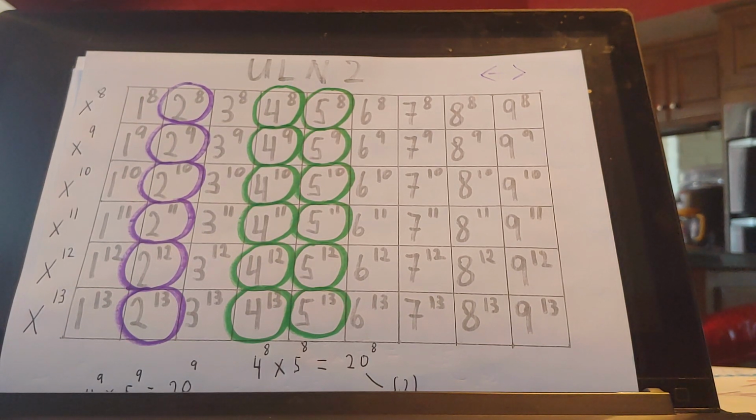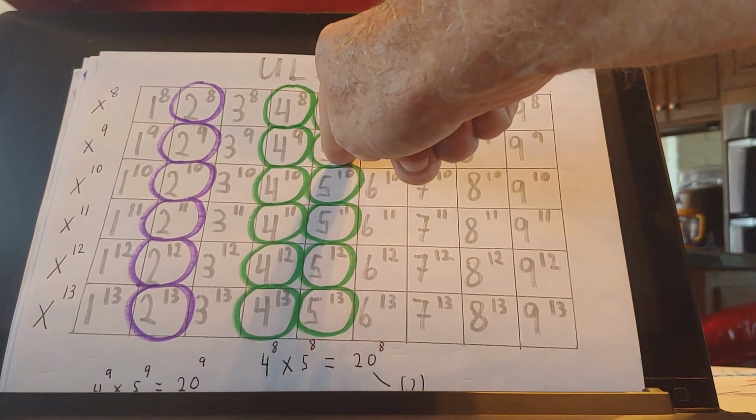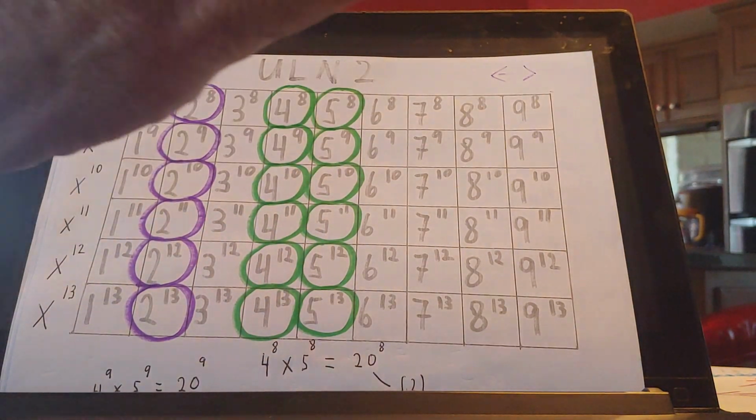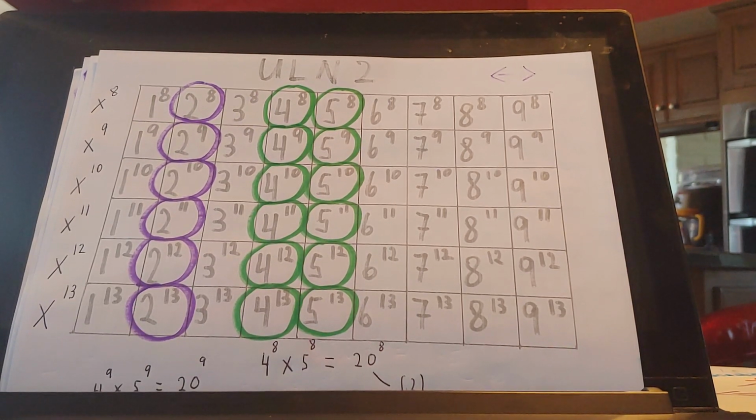Yes, 4 to the 8th times 5 to the 8th would be 20 to the 8th. 4 times 5 is 20, so it's 20 to the 8th. And 4 to the 9th times 5 to the 9th will be 20 to the 9th. So we have a 2, and now we have to understand how that works, but you can see that it is lining up.